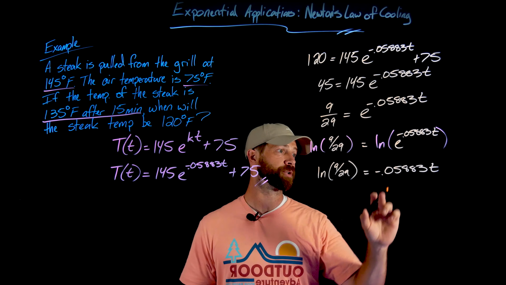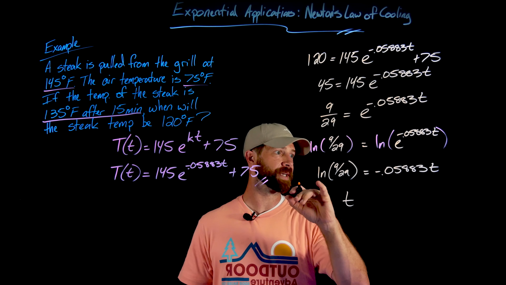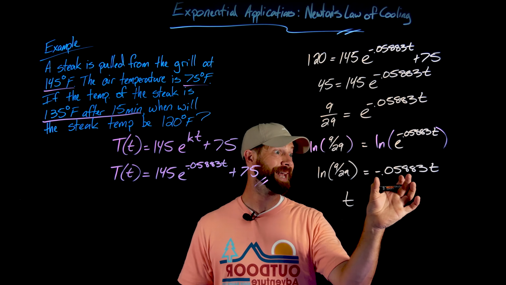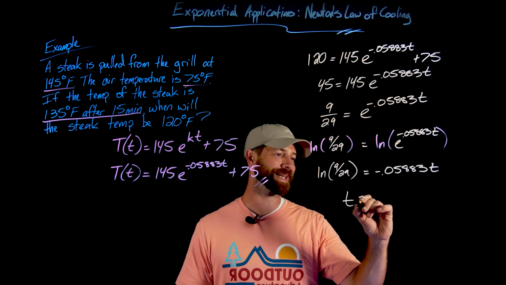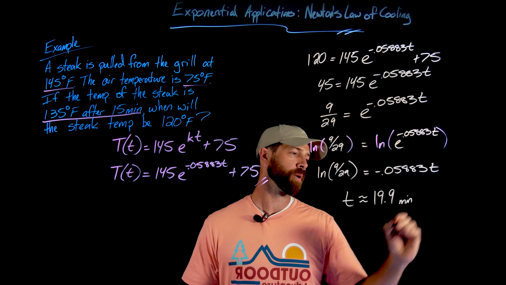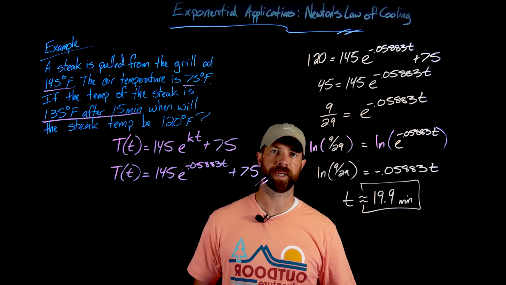And then what I'm going to do is divide both sides by this decimal right here, and I'll do this all in one step. I'm going to plug into my calculator the natural log of 9 divided by 29, end parentheses, divided by negative 0.05883. And what I get is that this occurs in about 19.9 minutes. Or maybe if somebody wasn't being picky, you could just say right around 20 minutes.